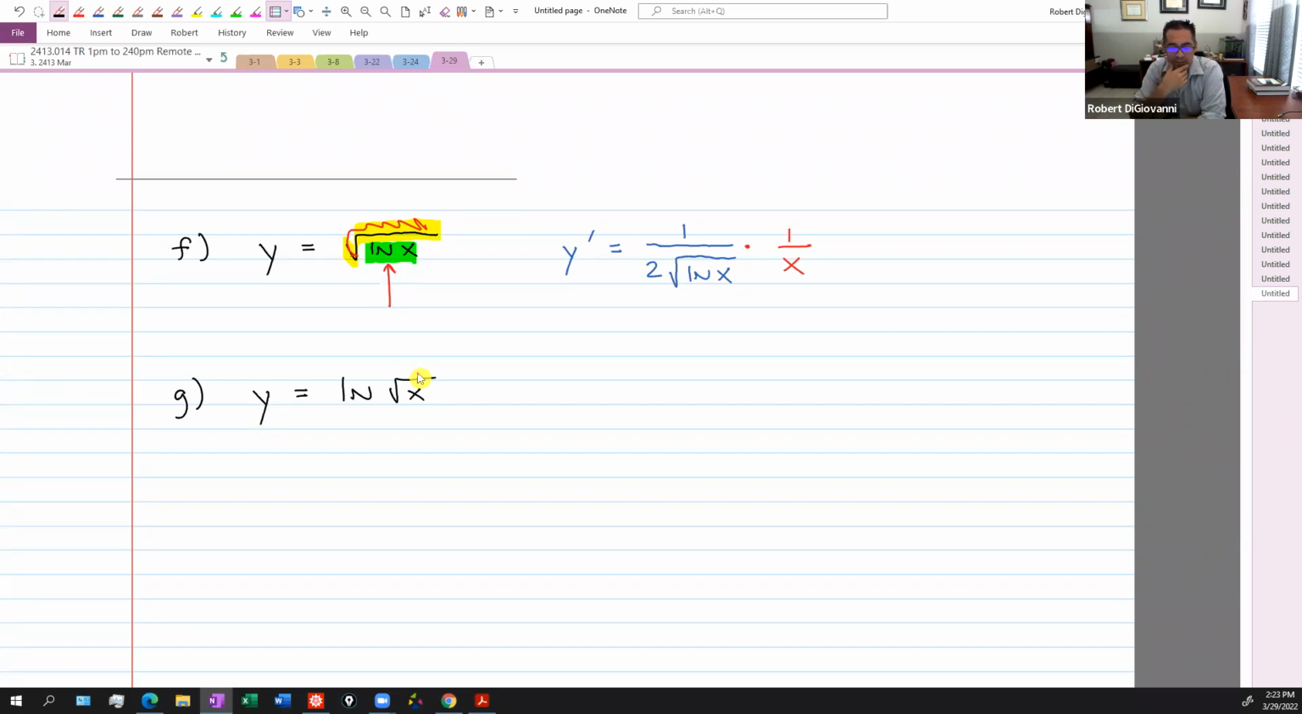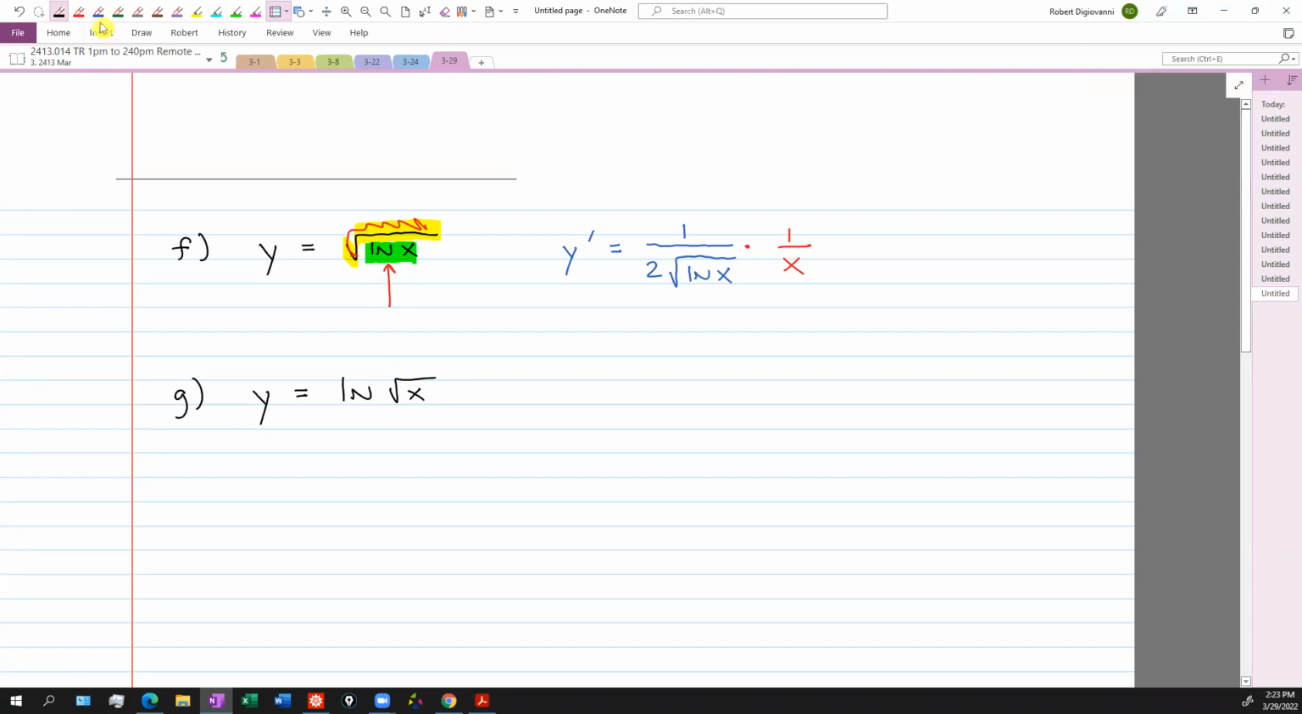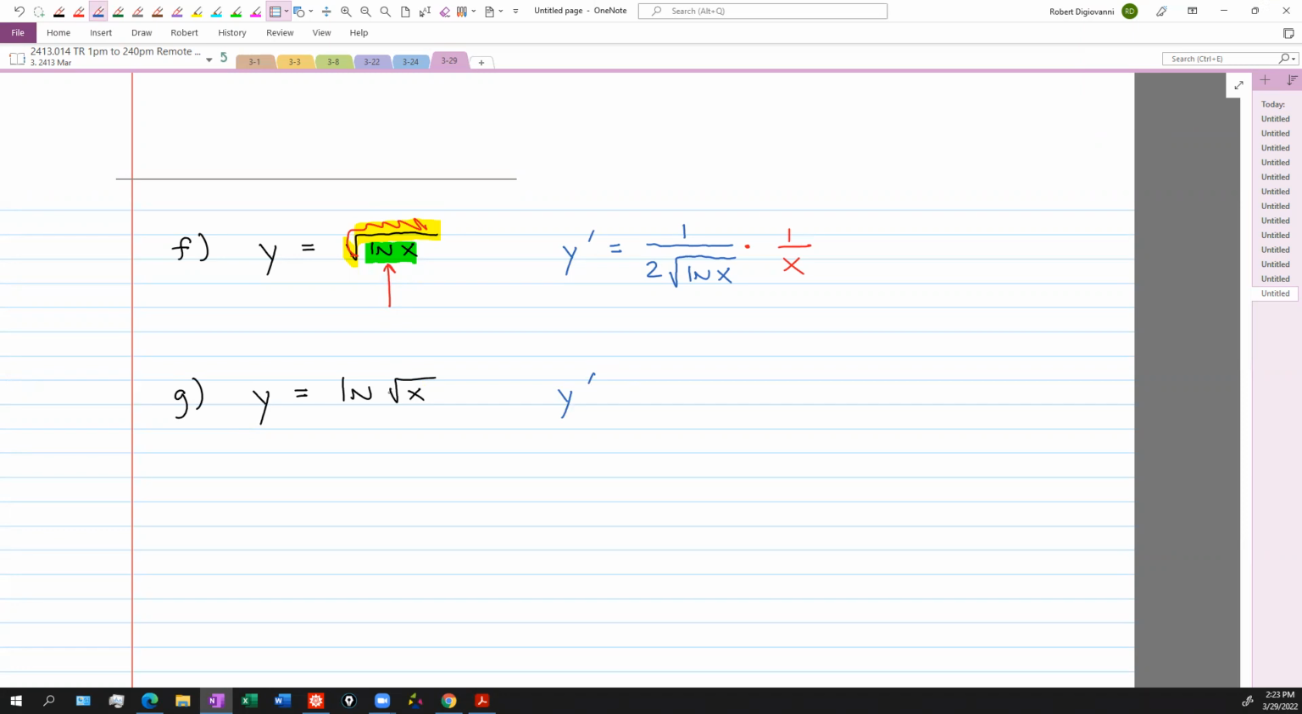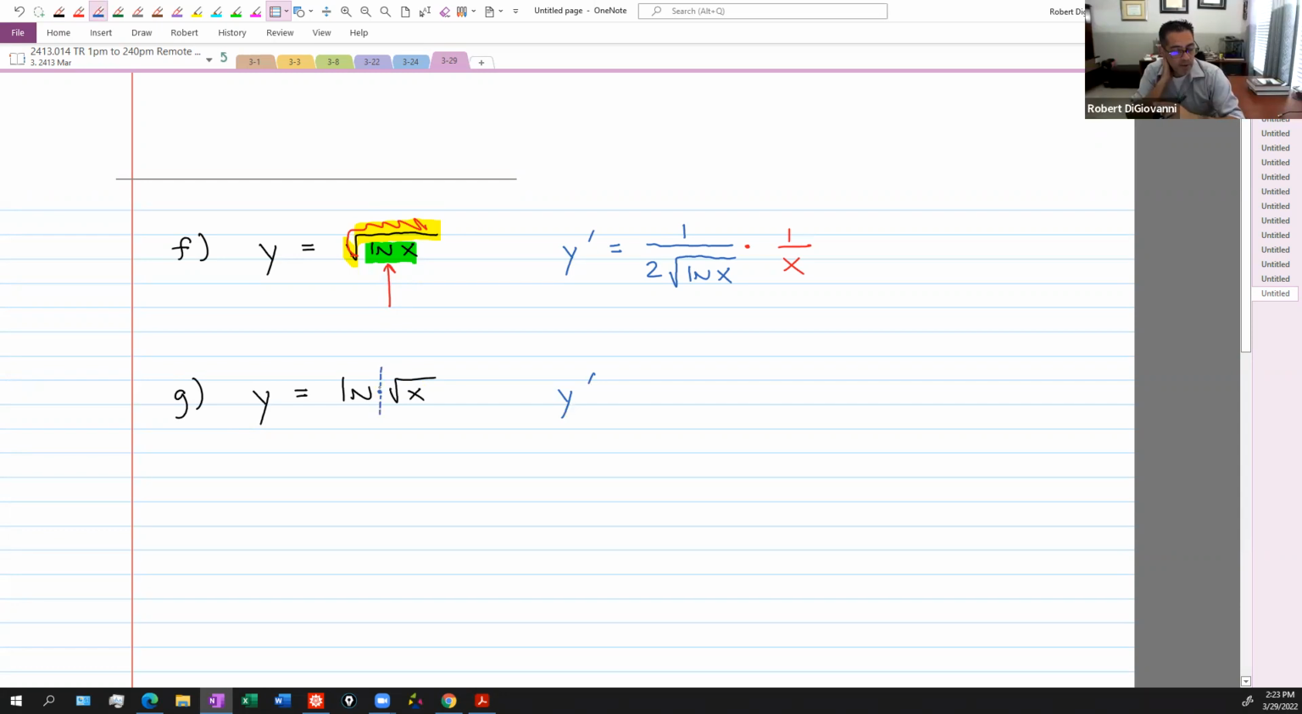Who wants that one? So I see product rule and a chain rule. Am I correct? Where do you see a product? The ln and times square root of x. Okay, I would agree with you, but what is ln just by itself?